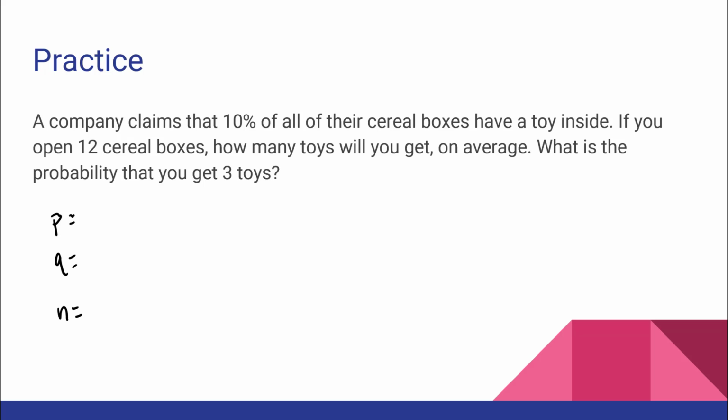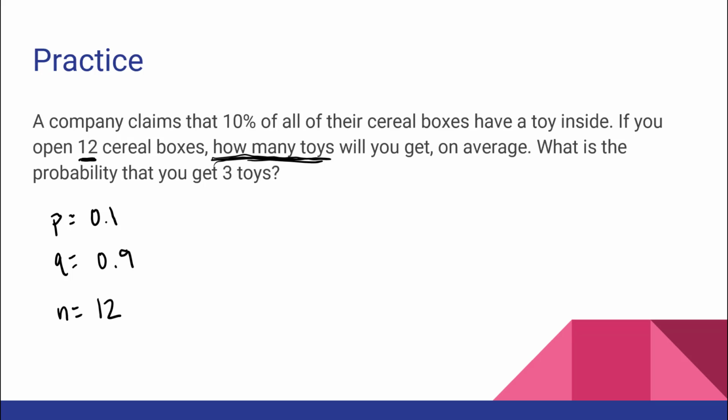So what is our p? First, to decide what our p is, we need to know what our success is. Our success appears to be getting a toy. So what is the probability that we get a toy? That is 10%, so again, our p is 0.1. And that makes our q 0.9, because q is equal to 1 minus p. Now our n is the number of trials we're going to run. So that's how many cereal boxes we're going to open and count how many toys we get. So that would be our 12 cereal boxes. The problem said that we're going to open 12, so that is our n.